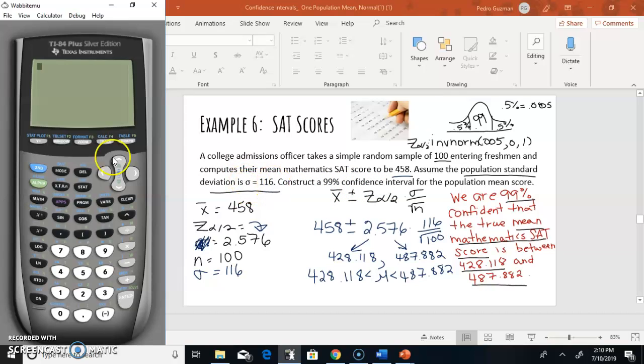We're doing the mean. We know the population standard deviation, so we're going to go to Stat, Tests, choose number 7. Still choosing stats. This time our sigma is 116. Our x-bar is 458. Our sample size is 100. Our confidence level is 0.99. Go to calculate, and we get 428.12 and 487.88, which is what we got here. It's just rounded to 2 decimal places, and we rounded to 3 when we did the question. All right.